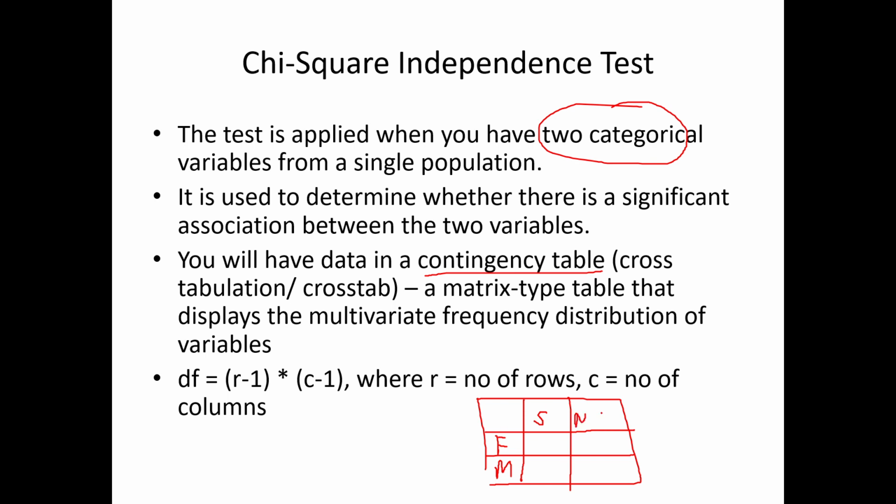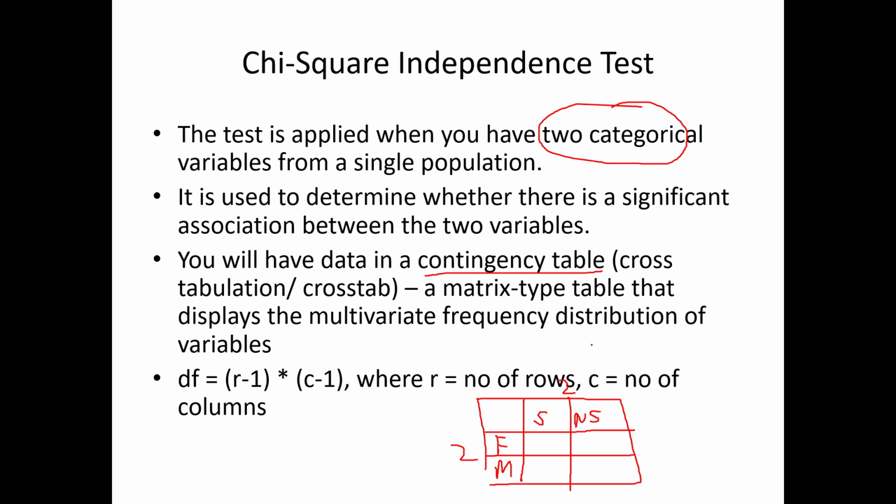What you wanted to know from here is whether the behavior of smoking is dependent on gender. So there'll be 2 levels in the category for gender and 2 levels in the category for the smoking behavior. So this is a 2 by 2 table. This is a contingency table that we are talking about.